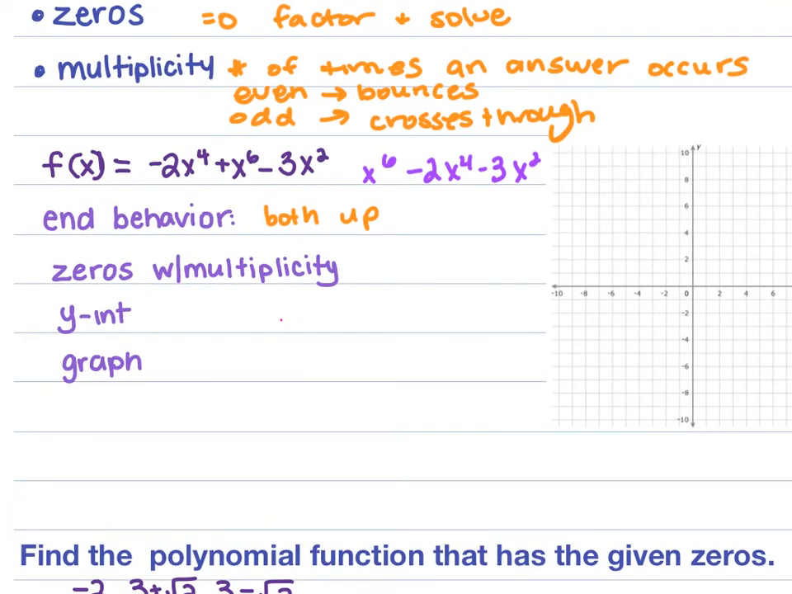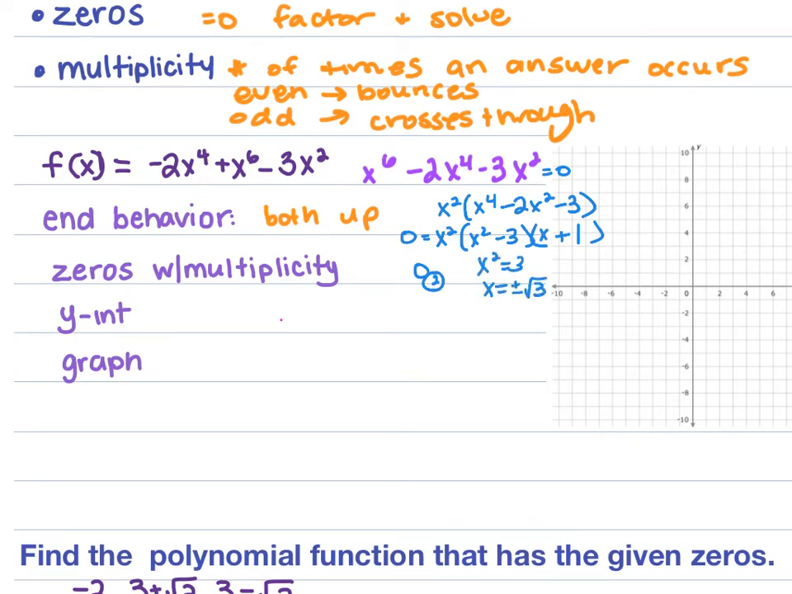To find my zeros and multiplicity, I would set this equal to 0. I can take out an x squared, and I get x to the fourth minus 2x squared minus 3. Factor that, and it's x squared minus 3 times x squared plus 1. I get x squared equals 0, which means I have a 0 with a multiplicity of 2. I get x squared equals 3, so x equals plus and minus the square root of 3. And I get x plus 1 equals 0, so x equals negative 1. So my zeros are 0 with a multiplicity of 2, negative root 3, positive root 3, and negative 1.